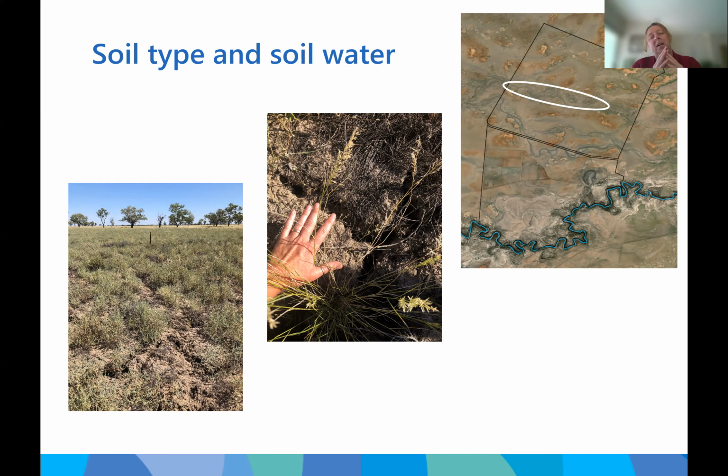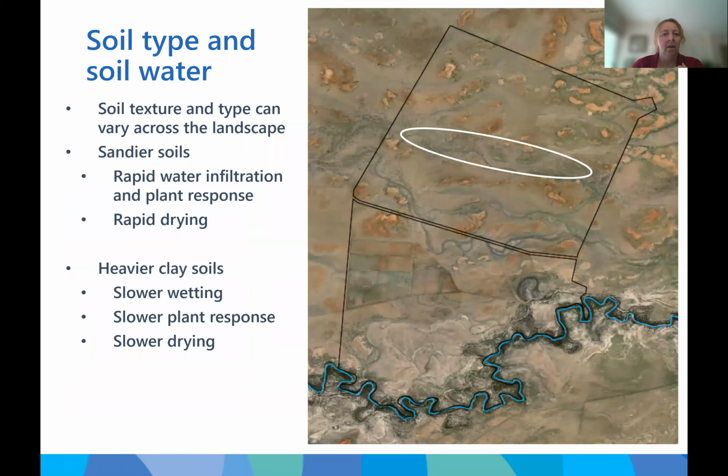On the flip side, it takes a lot longer for those types of soils to dry out. So these parts of the landscapes will be much slower to respond to wetting events. They'll need more water to generate a response, but they also will last a lot longer, in that it'll take longer to dry out. So we know that soil texture and type can vary across the landscape. As I've said, sandier soils, rapid water infiltration, rapid response, but also rapid drying. Heavier clay soils, slower wetting, slower plant response, but also slower drying.